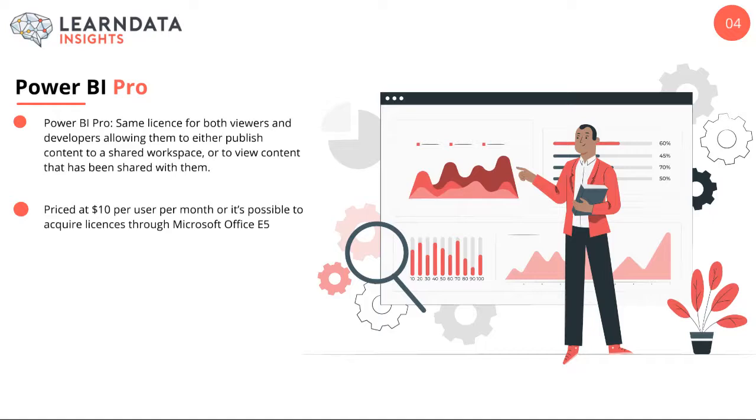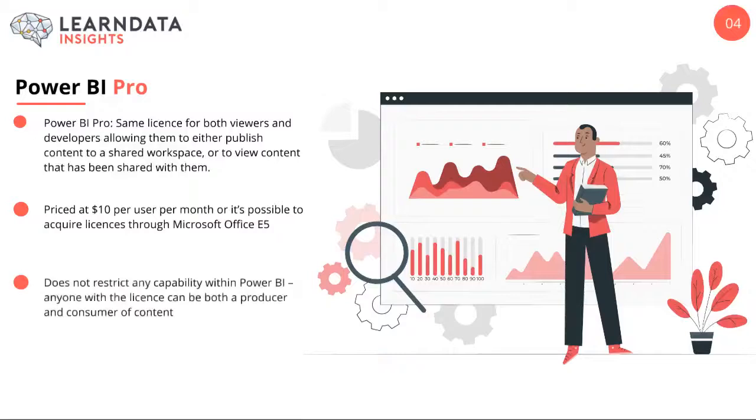It's priced at $10 per user per month, or it's also possible to acquire licenses through Microsoft Office 365. The E5 subscription includes Power BI Pro, and where this is purchased through an Enterprise Volume Licensing Agreement, it may be a cheaper way of acquiring those licenses. And as mentioned before, it does not restrict any capability within Power BI. Anyone with a license can be both a producer and a consumer of content.